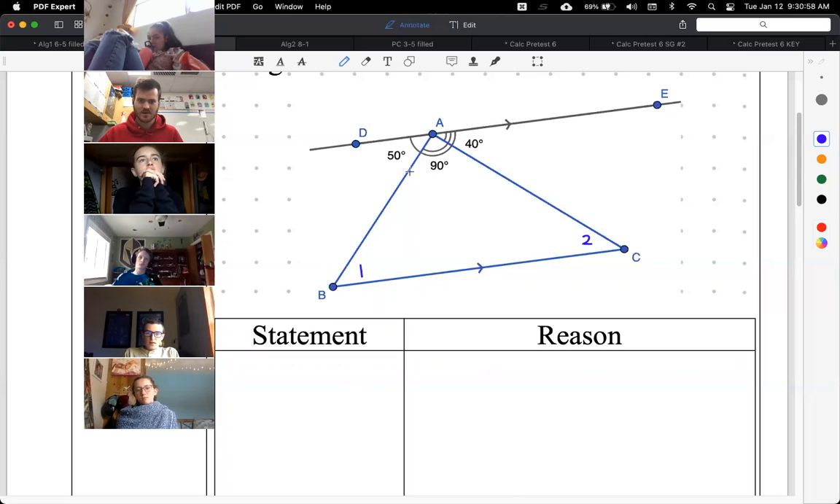Big Sur upgrade. And then if I'm talking about that angle, I will specifically say the measure of angle BAD. 1 and 2 are just a shorthand way of identifying those angles.